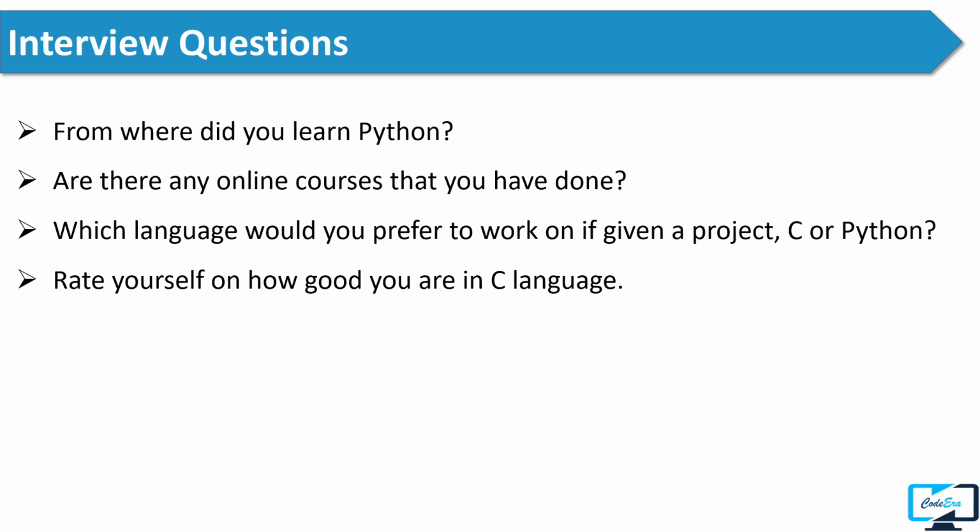The next question the interviewer asked him was, rate yourself on how good you are in C language. In such a question, don't give a very low or high rating. On a scale of 10, you can rate yourself as 7 or 8. And if you are really good in C, then you can rate 9. This is how you can rate yourself in any skill or technology.